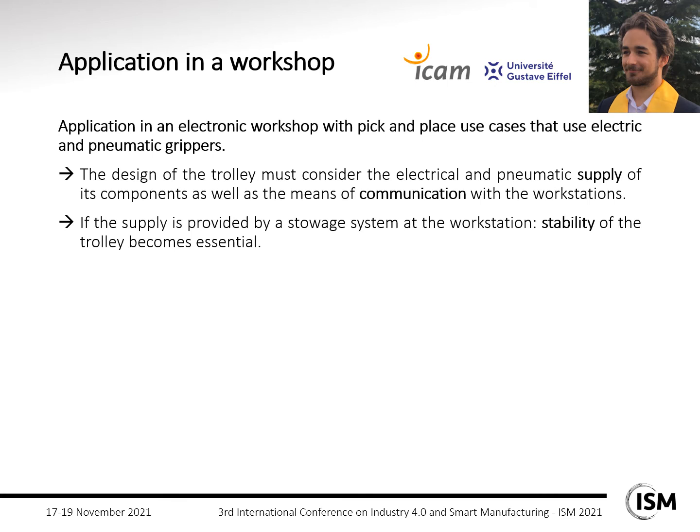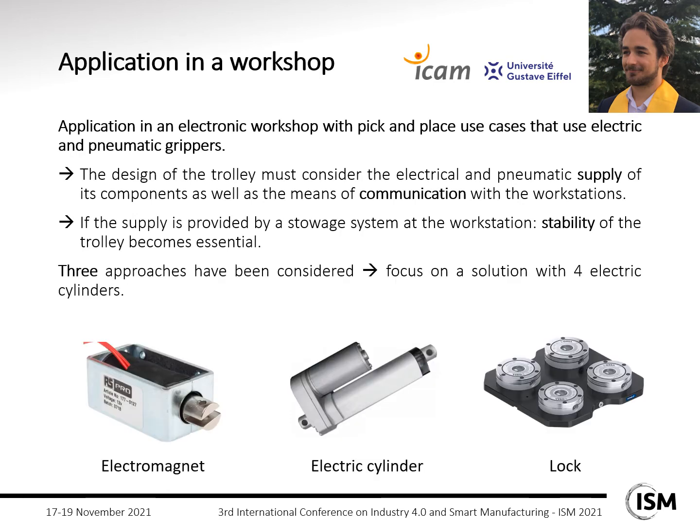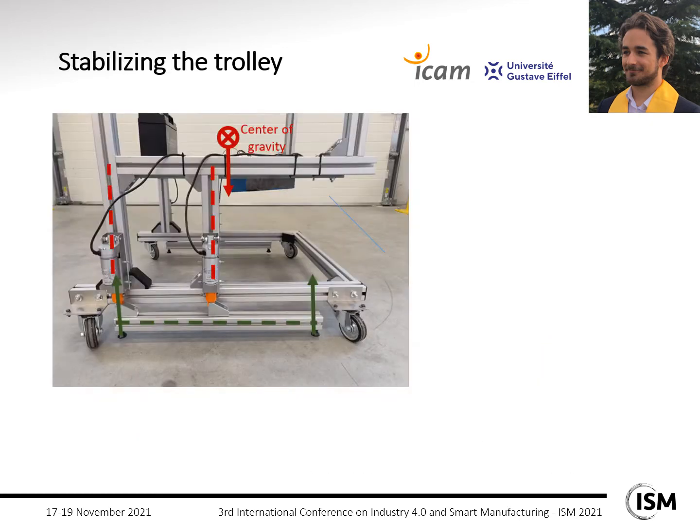Especially if the supply is provided by a storage system at the workstation, stability of the trolley becomes essential. Thus, 3 approaches have been considered. One with electromagnets, another one with electric cylinders, and a final one with a lock. Among those, we focused on a solution with 4 electric cylinders. So you can see here the layout we chose to perform the stabilization. If you wonder why there is a gap in front of the trolley, this is for safety purposes because the AMR that operates the interstation transfer is using frontal laser scanner for pathfinding and detection.